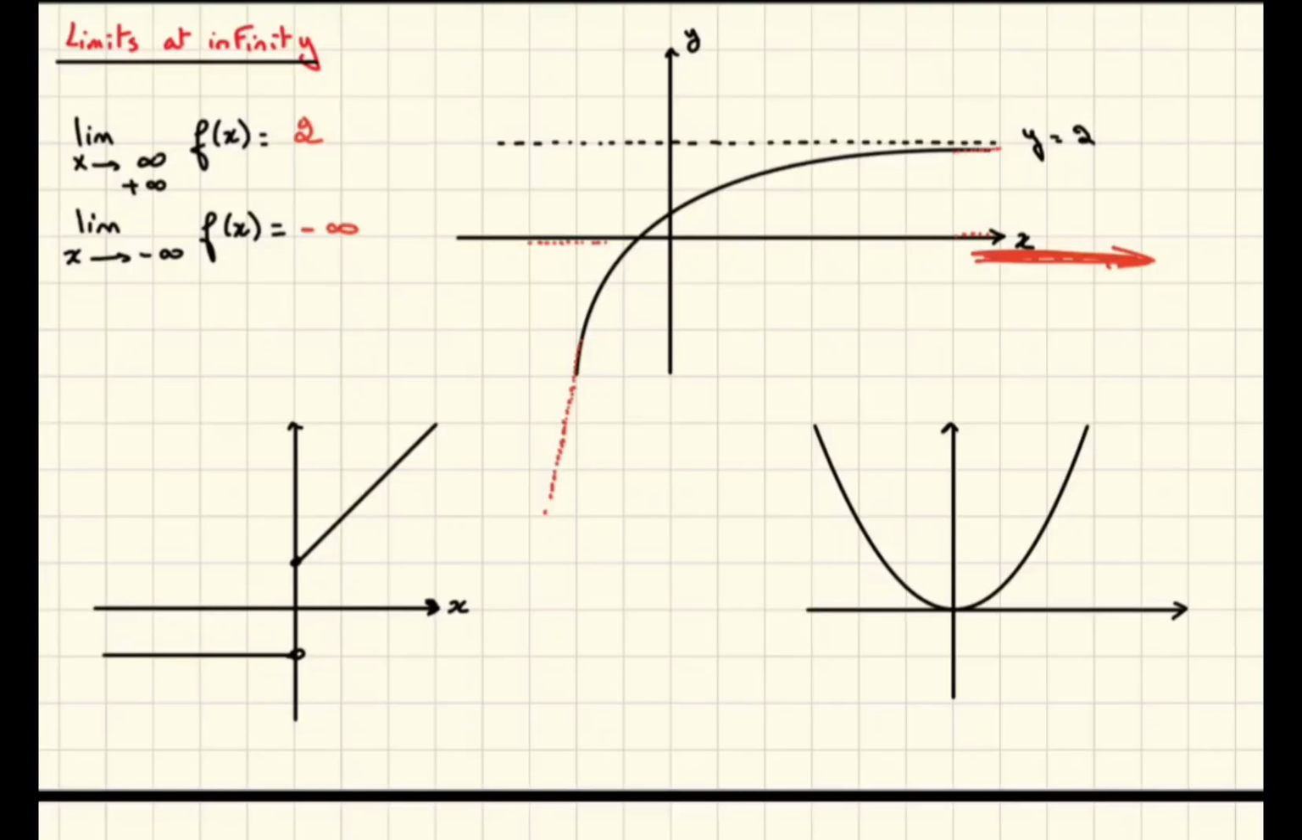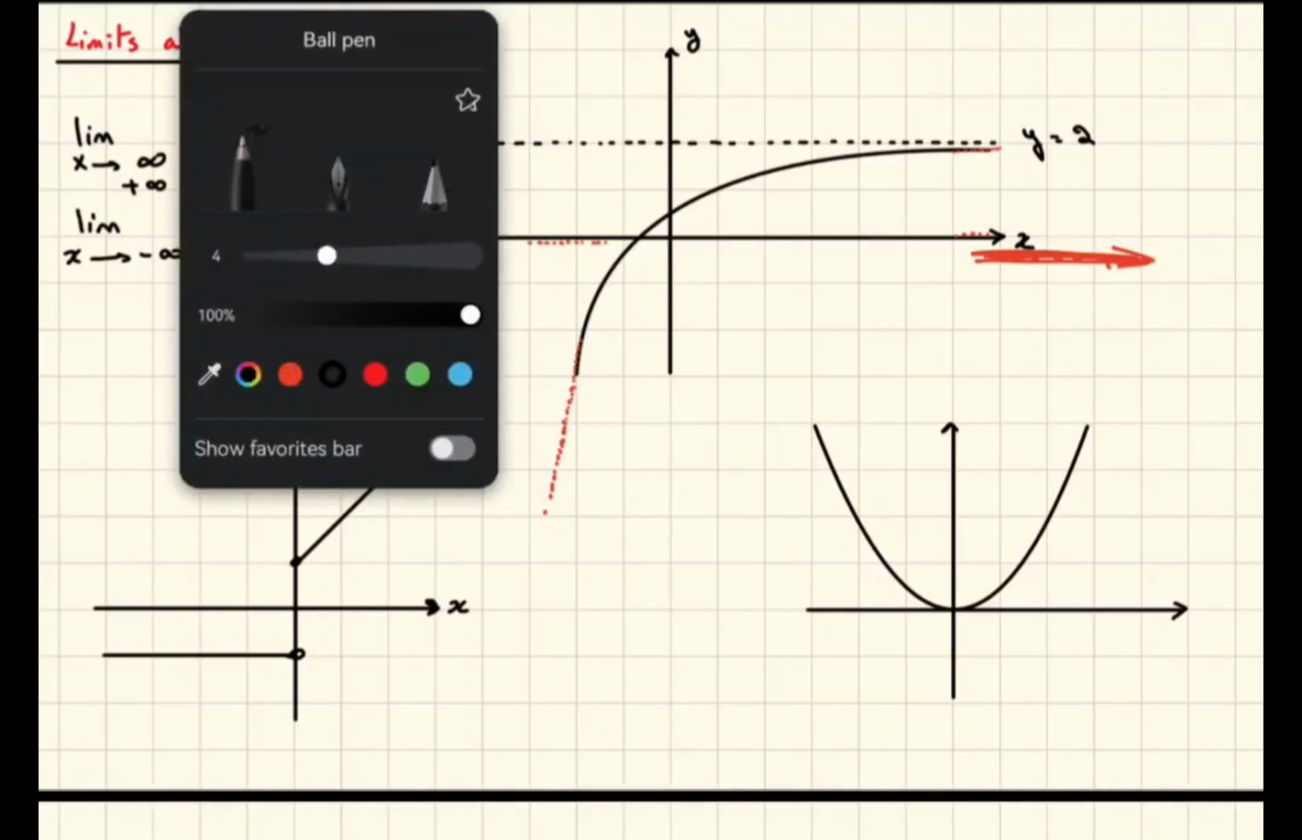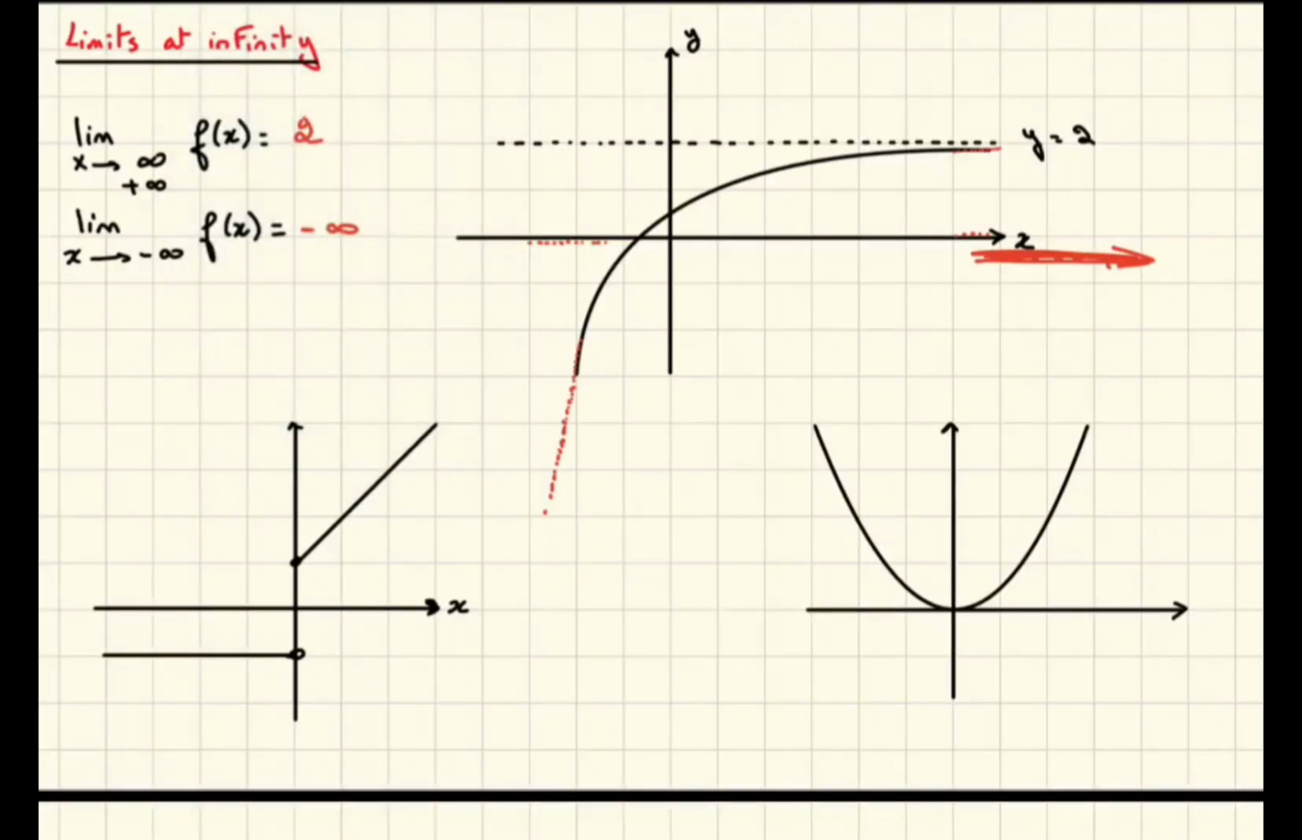Now, in the case where you have limit as x approaches infinity of the function is equal to a number, then what can I conclude in this case? I say y equals 2 is a horizontal asymptote. So how do we get a horizontal asymptote? Whenever I do limit as x approaches infinity of a function and it's equal to a number, then you say y equals that number is a horizontal asymptote.